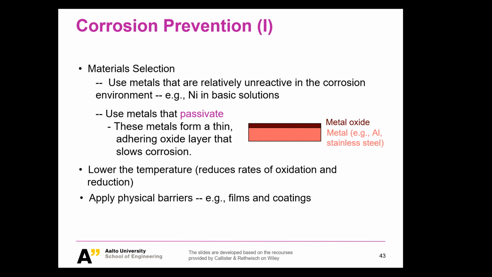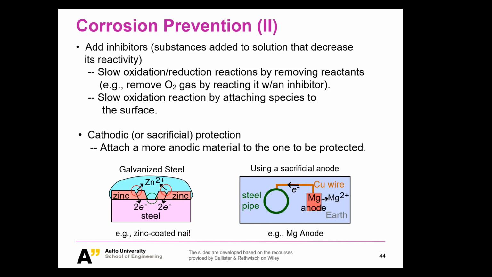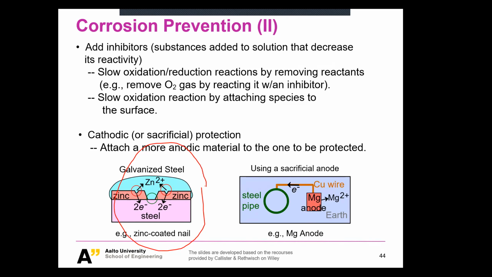The third is to apply some physical barriers, for example films or coatings, something not made of metal. The fourth one is to add inhibitors. This is also a way to reduce the oxidation and reduction reactions, but chemically, not by lowering temperature. What is more important is the last one. This is a mechanism that is usually used for many steels. It is so-called cathodic or sacrificial protection.